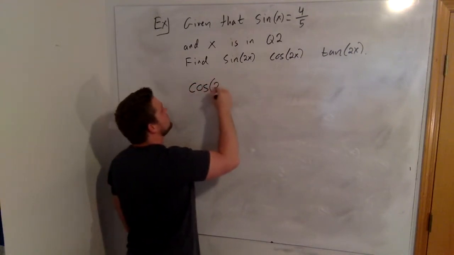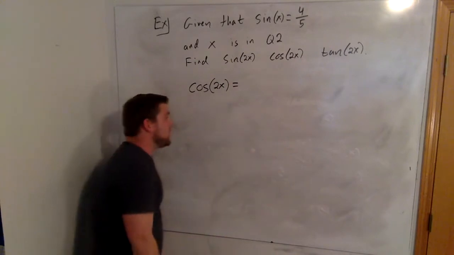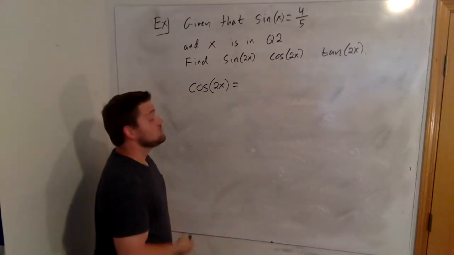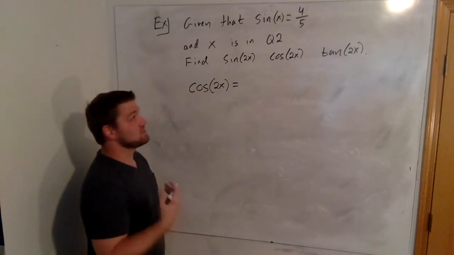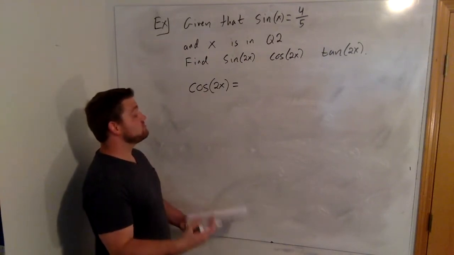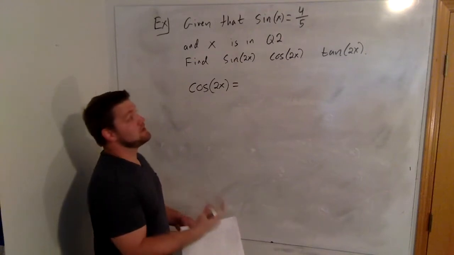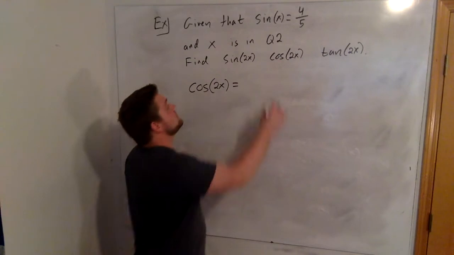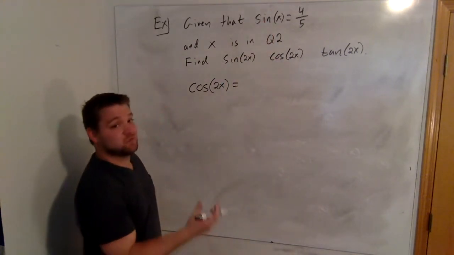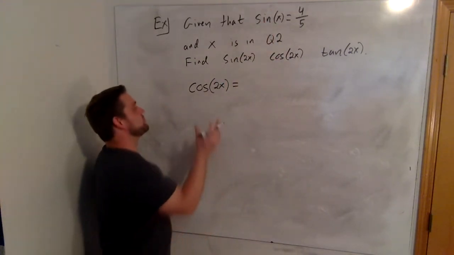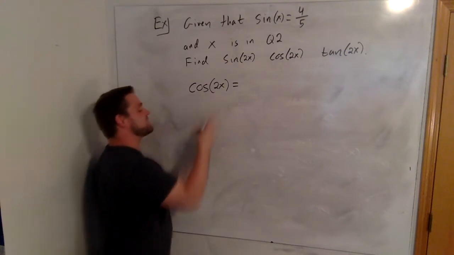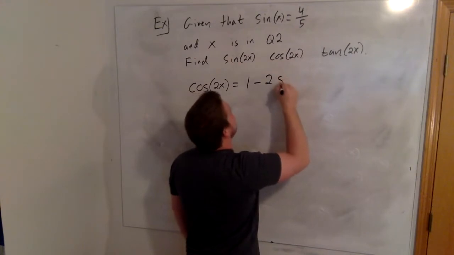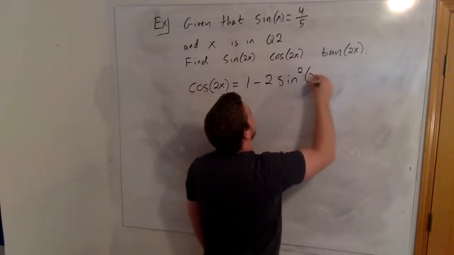what's nice about cosine of 2x is it does have 3 formulas. There's one that has sine and cosine in it. There's one that has just sine in it. There's one that just has cosine in it. Well, if I was just having to find cosine of 2x and maybe not having to find sine of 2x or tangent of 2x, well, since I know what sine of x is, I'm going to use the formula for cosine of 2x that has a sine in it. So that version is 1 minus 2 times the sine squared of x.